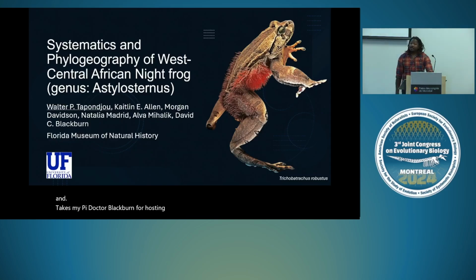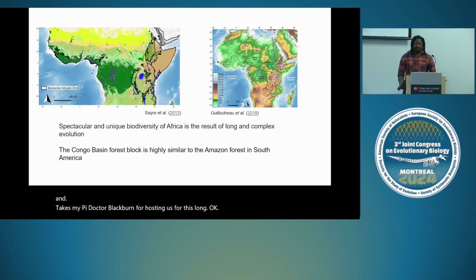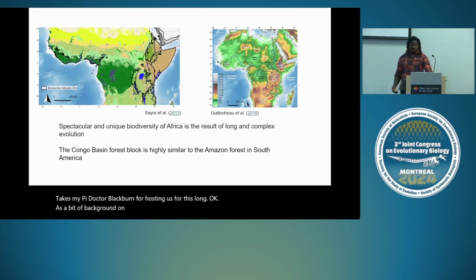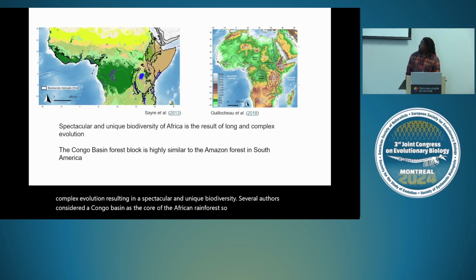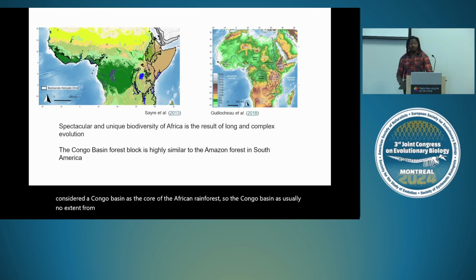A little bit of background on African biodiversity. Tropical Africa has undergone a long and complex evolution, resulting in a spectacular and unique biodiversity. Several authors consider the Congo Basin as the core of the African rainforest. The Congo Basin, as you usually know, extends from the Atlantic Ocean in the west towards the Albertine Rift Mountains in the east. This forest block is highly similar to the Amazon forest in South America, and is ranked as the second largest rainforest in the world.